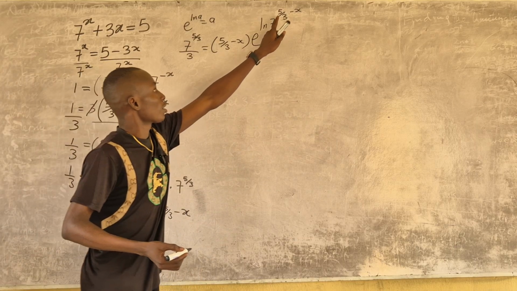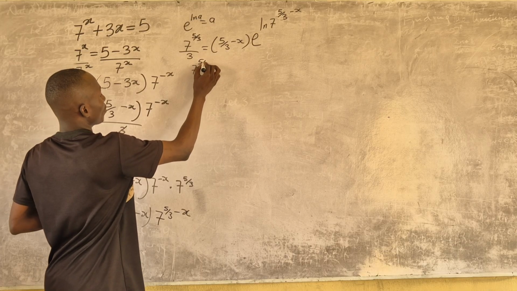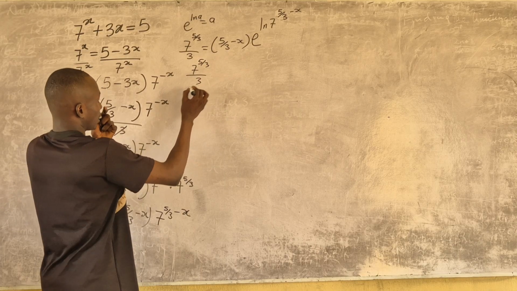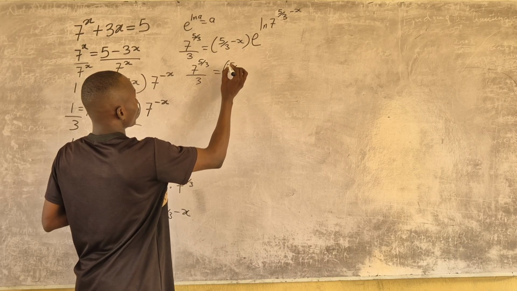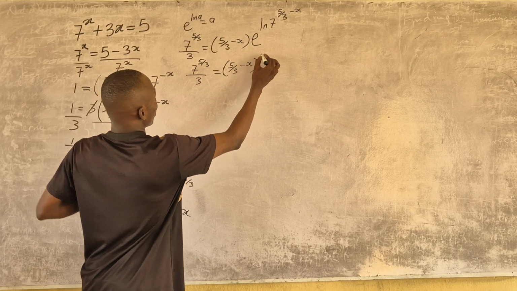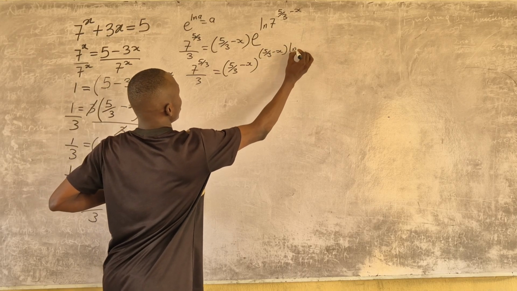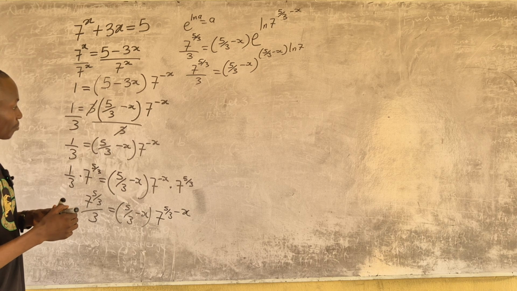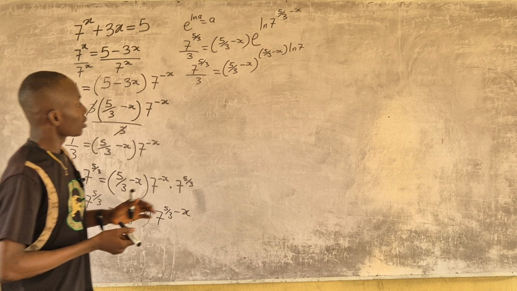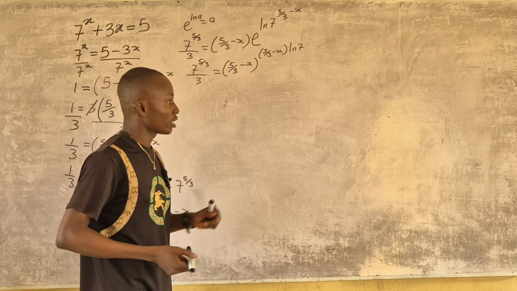Then all this is a power, so we can multiply this. So that this is 7 to the power of 5 divided by 3 over 3 equals 5 divided by 3 minus x, then multiply by 5 divided by 3 minus x, then multiply by ln 7. Wow, this is pocket genius, right? All right. Now, there's where we are taking this question to, which is very interesting, okay?